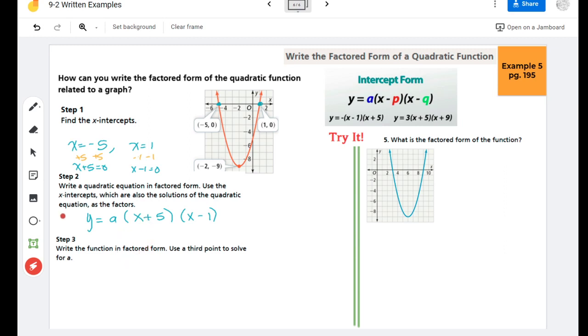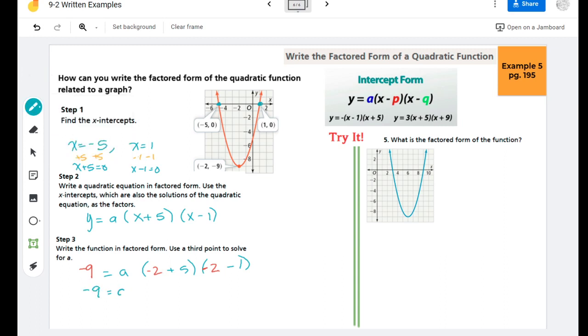No. So to be sure that I'm getting that exact value, I'm going to take this point and plug it in for my x and y's just to verify what a will be. All right? So my y value for this point is -9. And then I'm going to fill in my x's. So my x's are -2. All right. So now we're going to start simplifying.